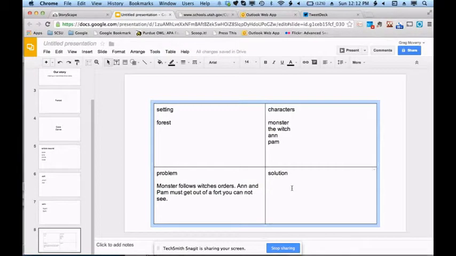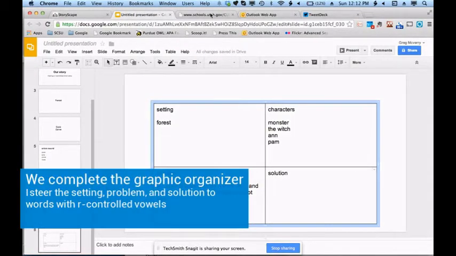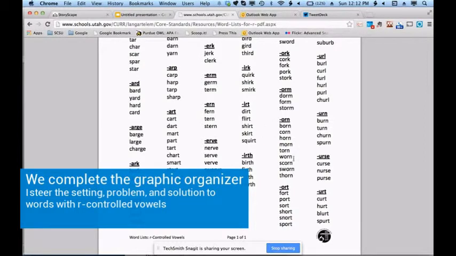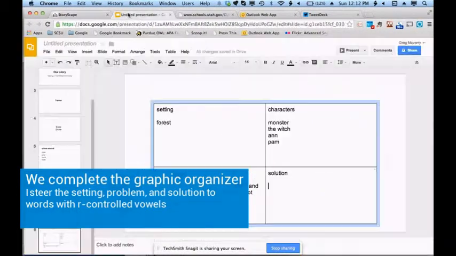A thorn or a horn? They have to use a magical thorn. Yeah, that is really sharp. And what do they do with a thorn? They swing it into the fort, and then they try to break it.